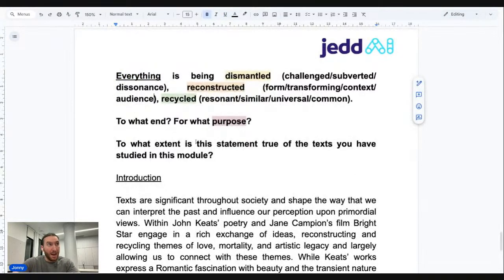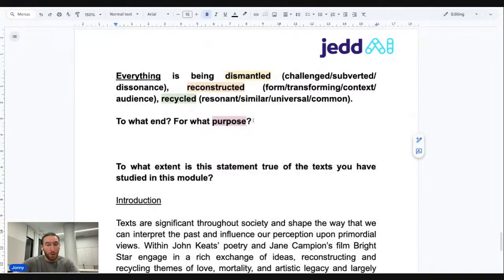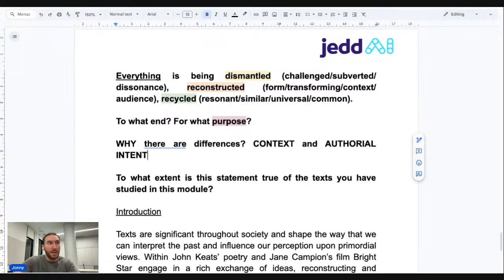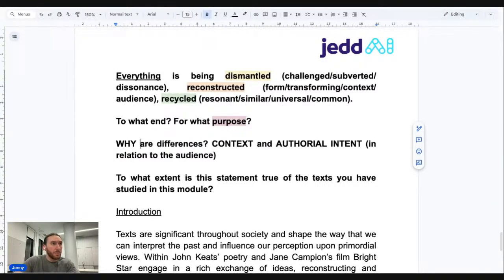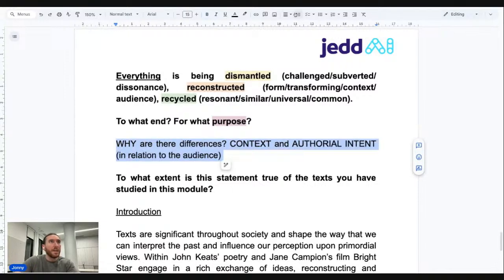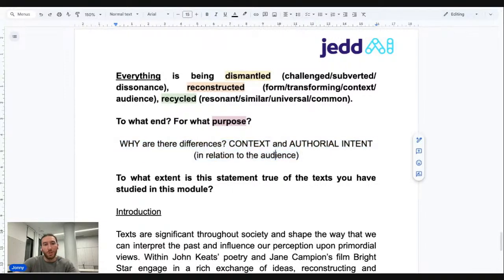And of course, for any Module A question, you always need to focus on why there are differences. Why have there been changes? And that's always to do with context and authorial intent. What did the author want to do? What was the impact they wanted to have in relation to the audience, especially? Okay, so that's just something to keep in mind for any Module A essay in particular.